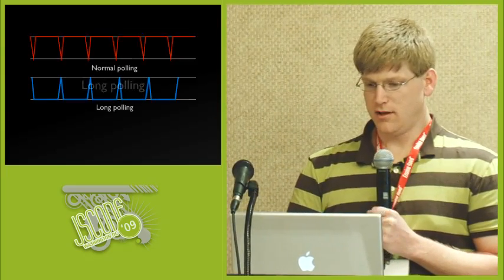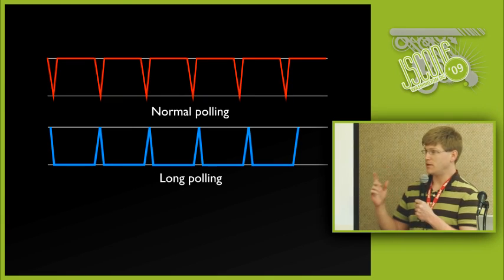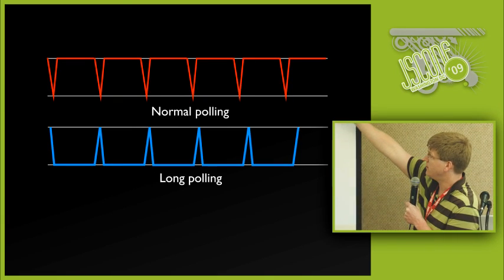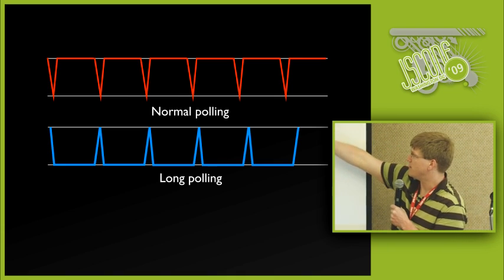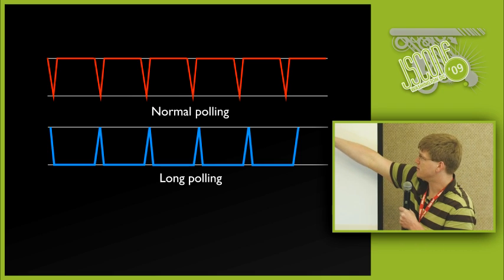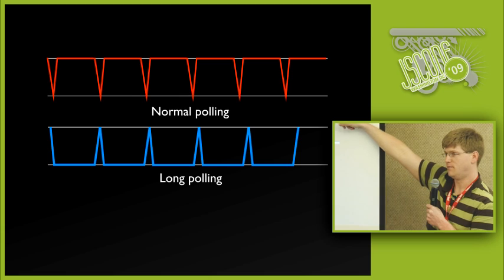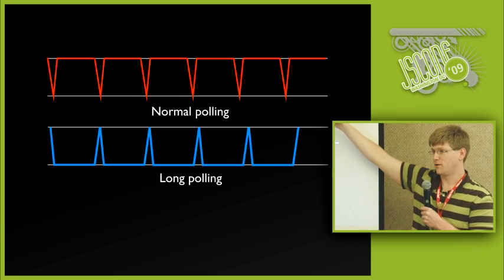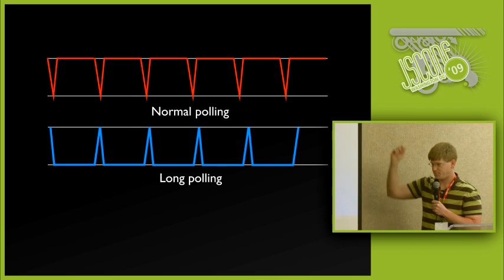So this is what long polling and normal polling look like. In a normal polling situation, the top line here with this red stuff is the client side. So the client makes a request, sends data to the server: hey, is there anything new? The server responds immediately, there's nothing. And then we wait for a while, maybe a minute. Then we send another request: hey, is there anything new? And you can see this keeps happening over and over and over.